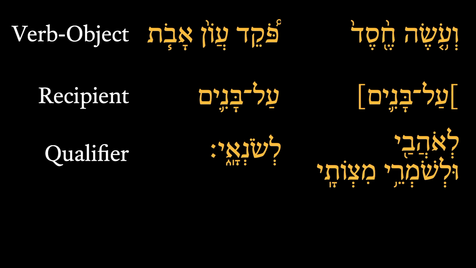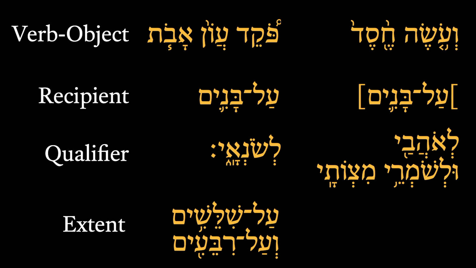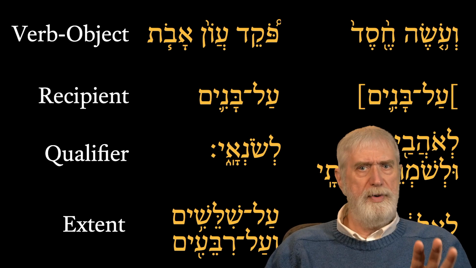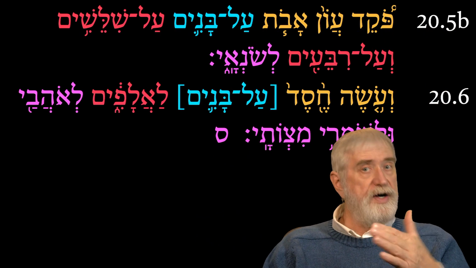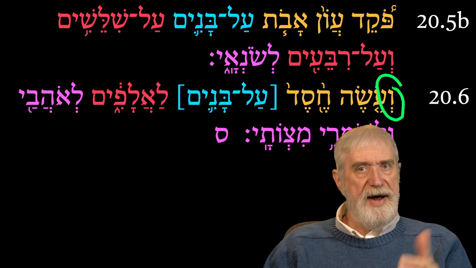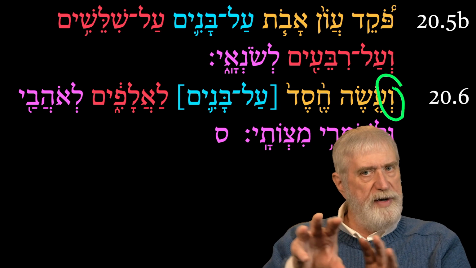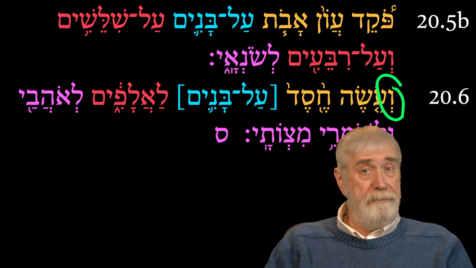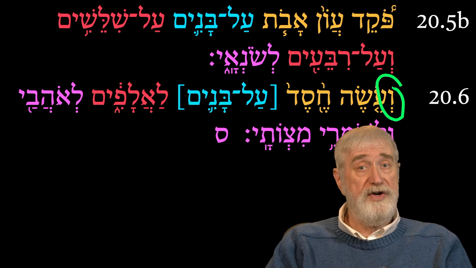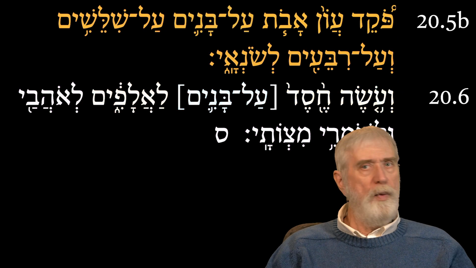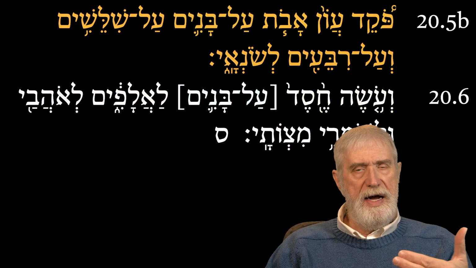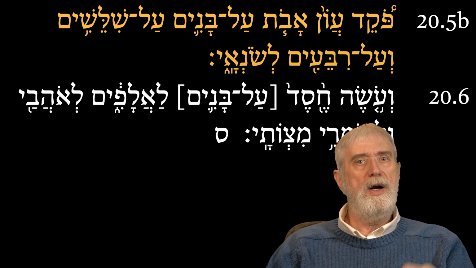And finally, each phrase has an adverbial clause that indicates the extent of the activity. Al shaleshim wa al rivaim in the first part, and la alafim in the second part. Notice that there's a contrast between each pair of these elements. The conjunction wow on wa-osei expresses this contrast. It is disjunctive. It signals the contrast between the two sections. So keeping in mind that the point of the passage is in the contrast, let's look at each of these phrases. We start with, "Poked avon avoth al banim, wa'al shileshim wa'al rivaim lasonai."